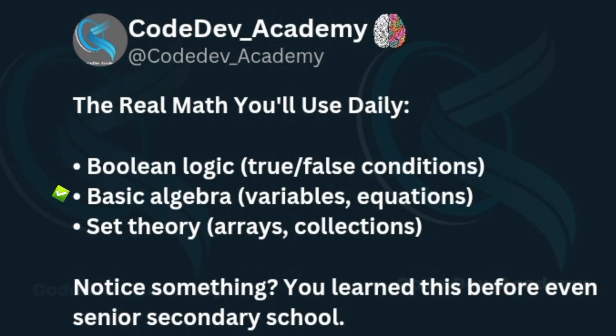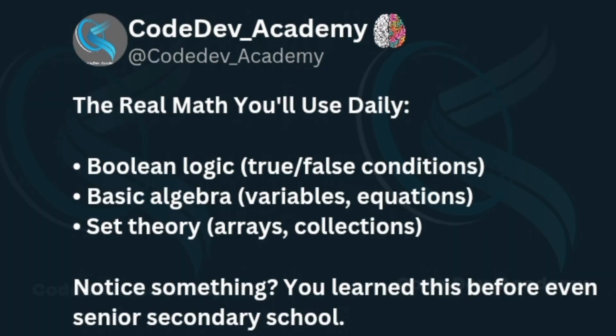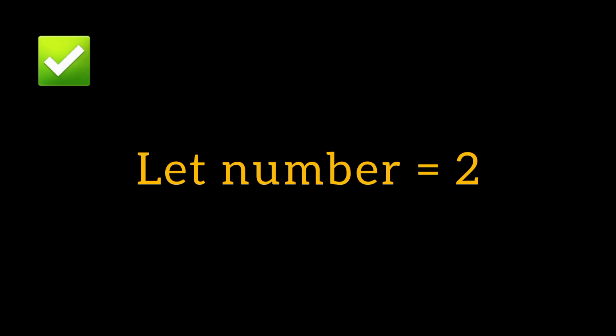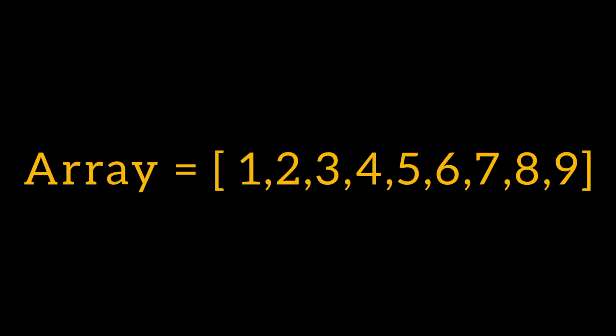There's basic algebra. This is more of variables and equations. And when we mention equations, this is not the formulas and equations you're thinking of in mathematics. This is more of storing variables. I don't even know if I should call this mathematics or just call it pure English. But let's move on. We also use set theory, and where we use it is mostly on arrays and collections of work.